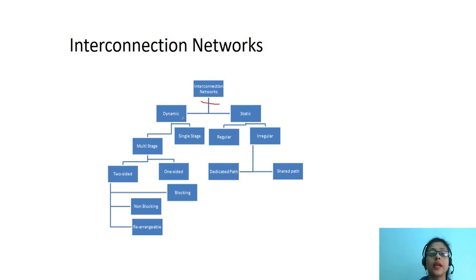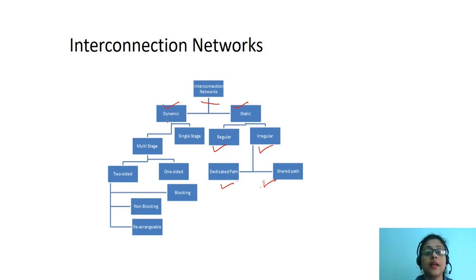Interconnection networks can be broadly categorized into two parts. One is called the dynamic network and the other one is called the static network. The static network can be regular type of network or it can be irregular type of network. Now, under the category of irregular network, we can have a network which has a dedicated path or a network which has a shared path.